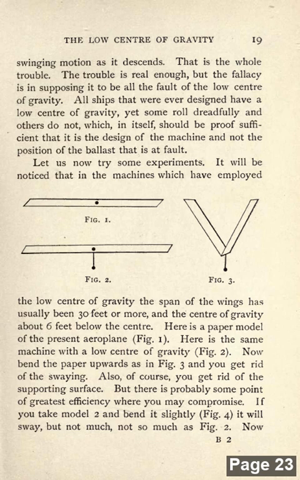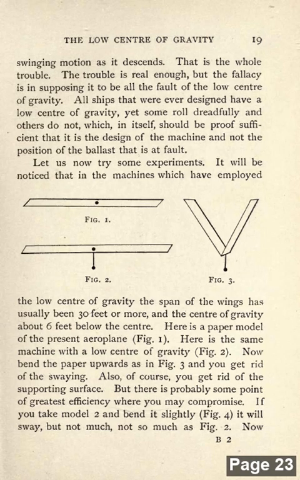It will be noticed that in the machines which have employed Fig. 2, Fig. 3, the low center of gravity, the span of the wings has usually been 30 feet or more and the center of gravity about 6 feet below the center. Here is a paper model of the present aeroplane, Fig. 1. Here is the same machine with a low center of gravity, Fig. 2. Now bend the paper upward, Fig. 3, and you get rid of the swaying. Also, of course, you get rid of the supporting surface.